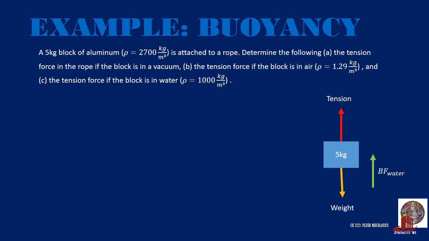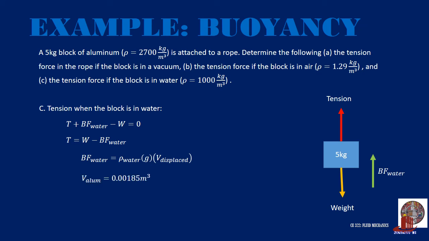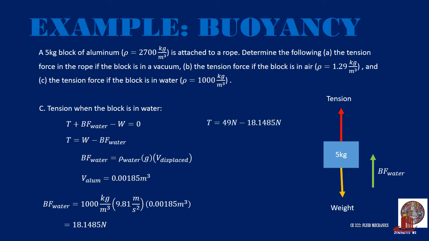The last requirement's approach is similar to the previous, which would use summation of forces equal to 0, and that is tension is equal to weight less the buoyant force. We had solved the volume of the aluminum block as 0.00185 cubic meters. So the buoyant force of water is taken as 1,000 times 9.81 times 0.00185, giving us the value of 18.1485 newtons. Then, in the general equation, we get T is equal to 49 newtons less 18.1485 newtons, so tension would be 30.8515 newtons.